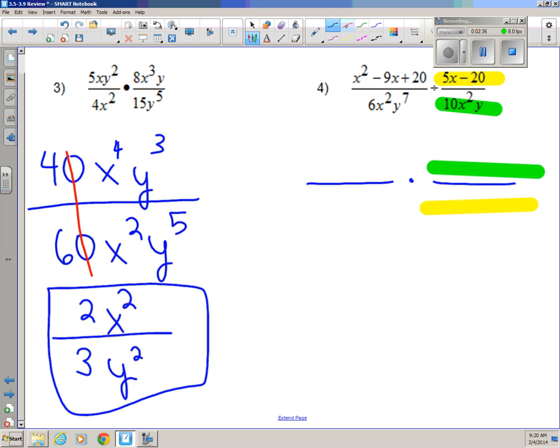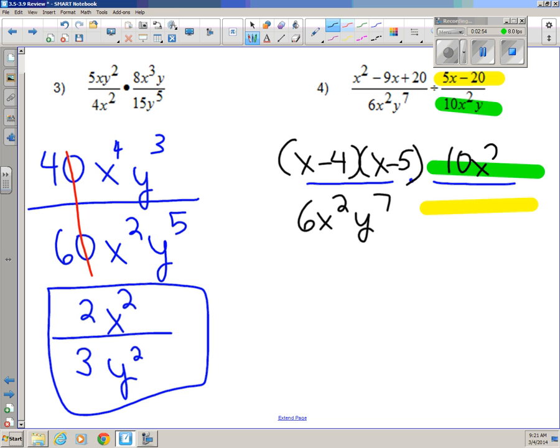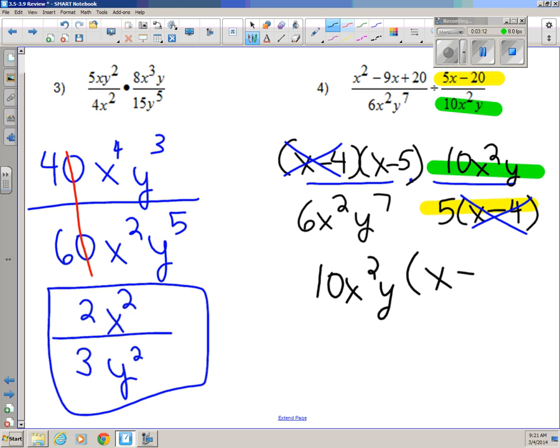When I factor that first fraction, the top left can be factored. It's another trinomial. What multiplies to 20 but adds to -9? -4 and -5. The bottom fraction is a monomial. Nothing can be done. My new top is the monomial. There it is. My new bottom is factorable by GCF, 5x minus 4. I'm allowed to cross out the x minus 4s because they're the same. What's left on the top, monomial usually comes first, is 10x squared y times x minus 5.